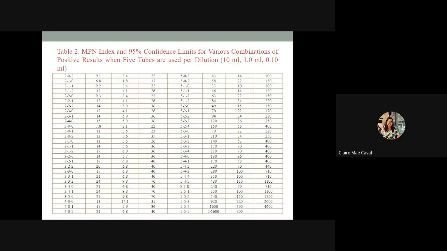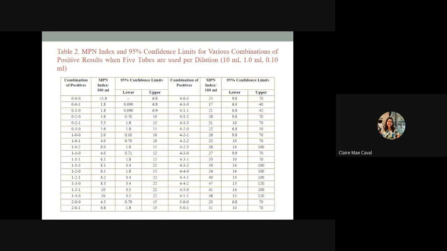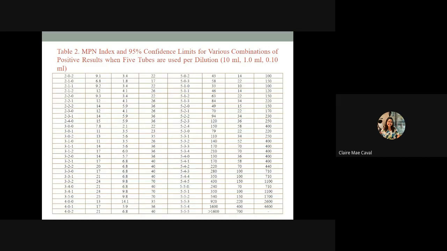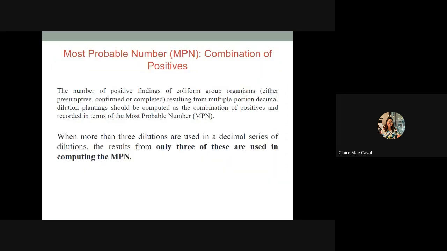I hope I can discuss this thoroughly. This is really a confusing part, but I'll just give you a brief overview on how to report. You report the results from only three of these, which are used in computing the MPN. That is the last three dilutions. Our dilutions are more than 3, until 10 raised to the power of negative 8. So the last three dilutions of the results will be used in computing the most probable number value.